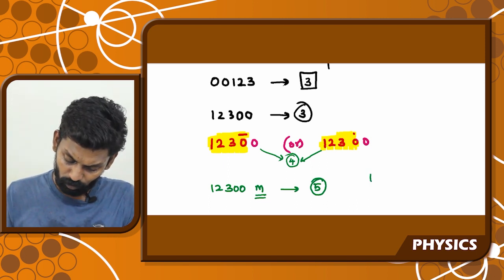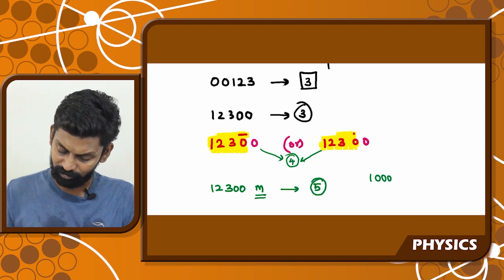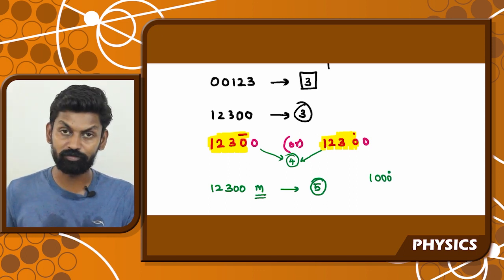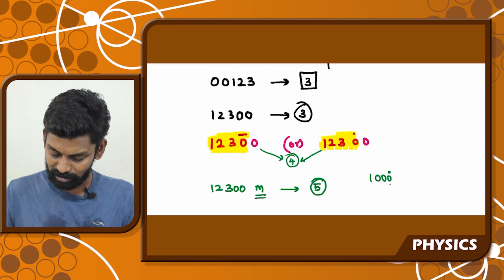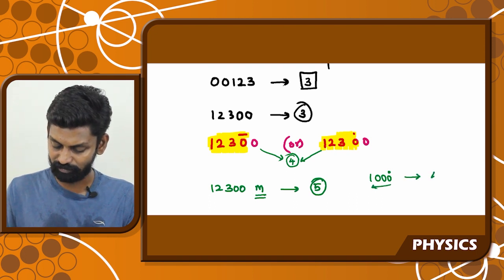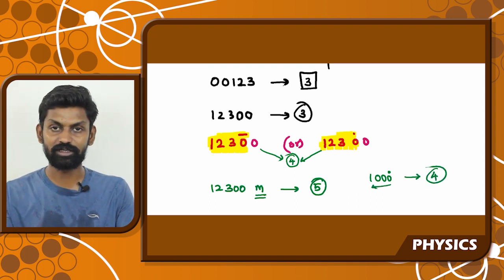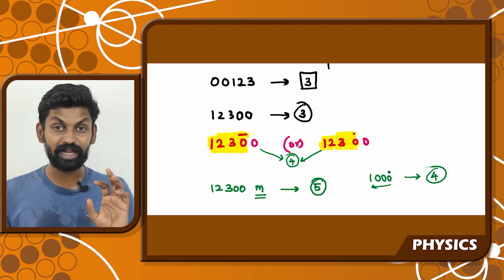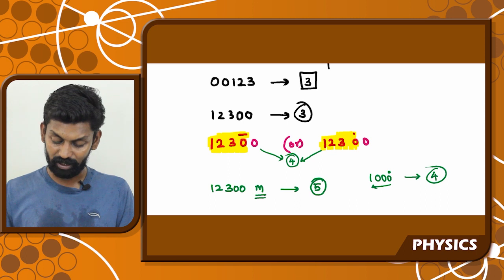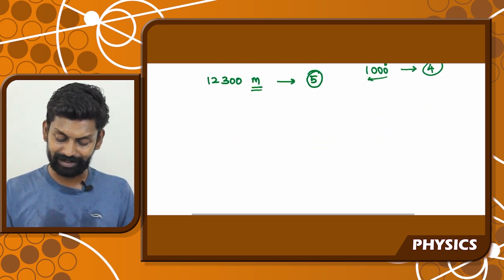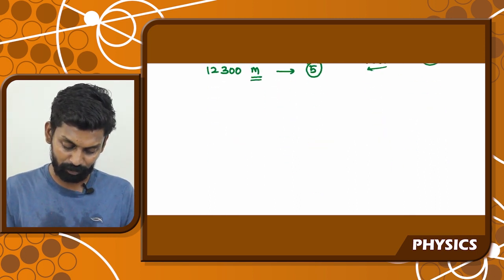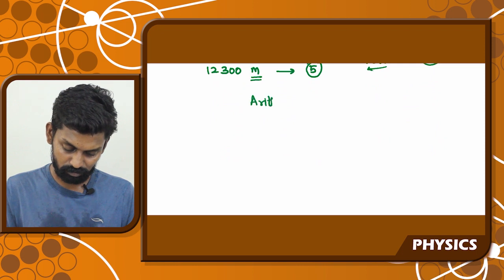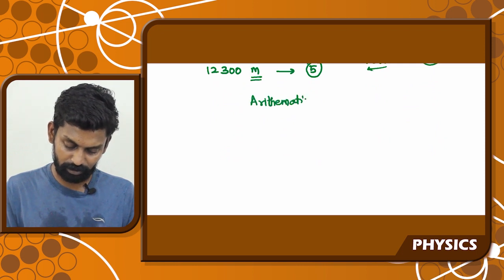I will tell you another example. 1000 and we put a dot at the top of the last 0. So till that 0 all are significant. So how many significant figures are there? There are 4 significant figures. Okay. So this is about determining the number of significant figures in a given number. Now we will quickly see the arithmetic operations.